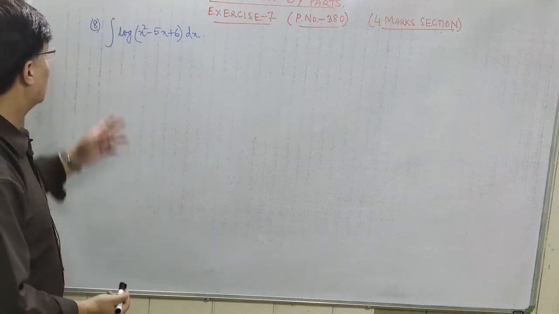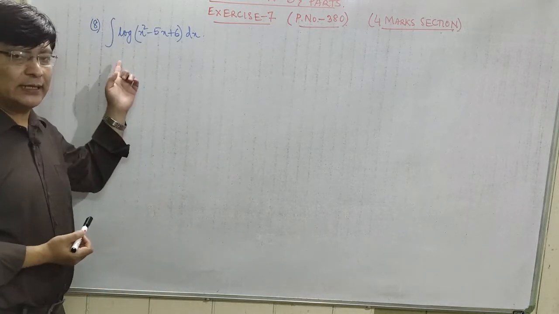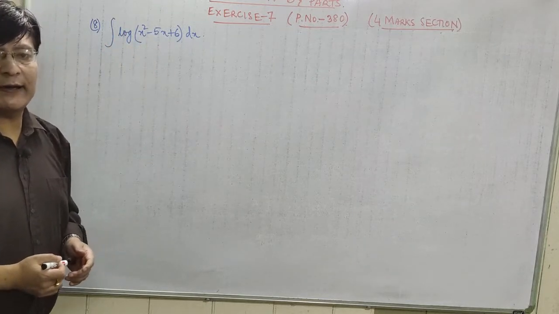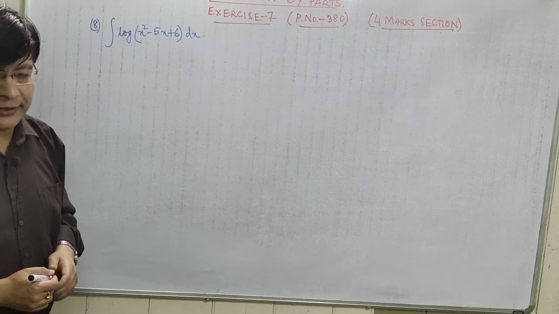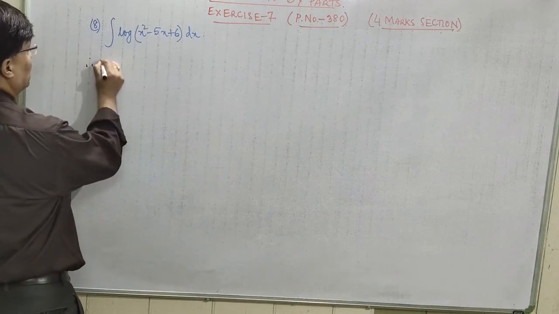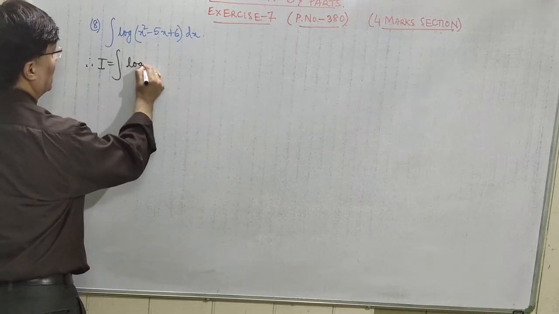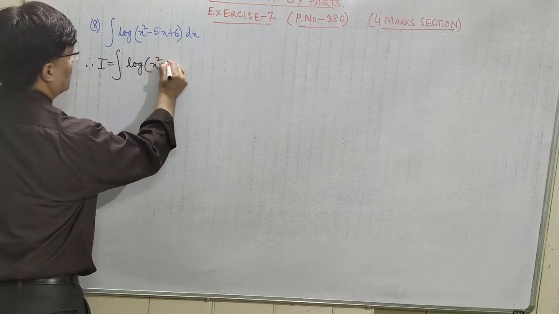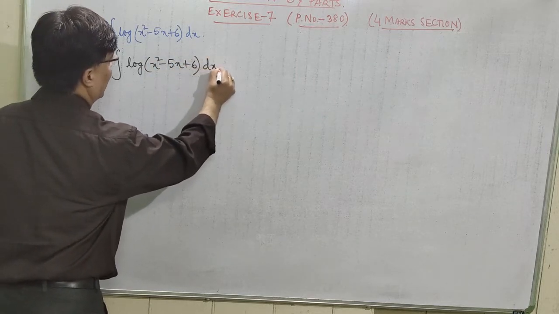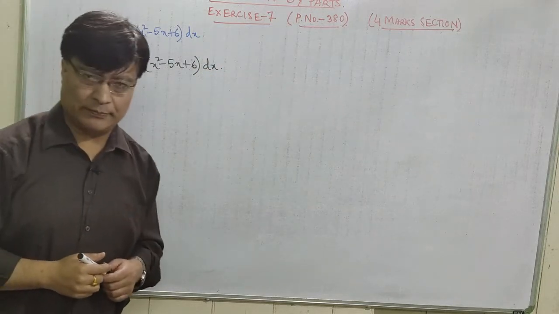So now we'll do the next question, that is question number 8. You have to evaluate this integration, that is integral of log within bracket x square minus 5x plus 6, bracket close, dx. So let us evaluate this integration. So let us first write I is equal to integration of log of (x square minus 5x plus 6) dx. So how can you evaluate this integral?